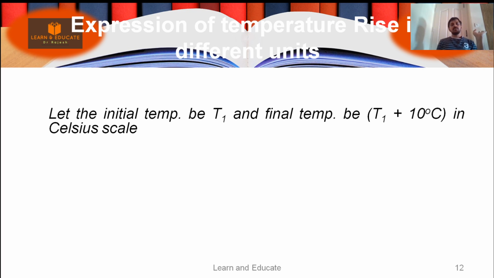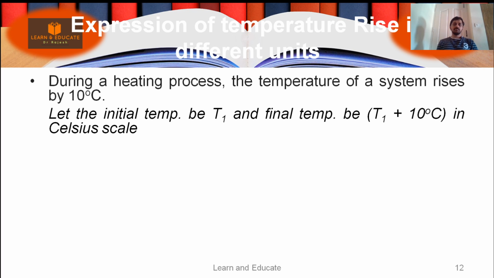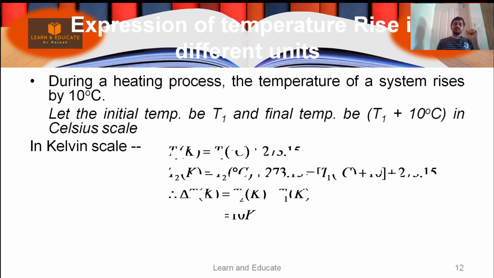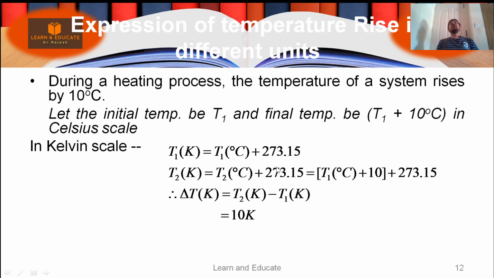Let the initial temperature be T1 and the final temperature be T1 plus 10 degrees Celsius in Celsius scale. So that is a heating process. Now in Kelvin scale, the initial temperature is T1 in degrees Celsius plus 273.15. The final temperature is T2 in degrees Celsius plus 273.15. What is T2 now? T1 plus 10. So T1 degrees Celsius plus 10 is the final temperature, that is T2, plus 273.